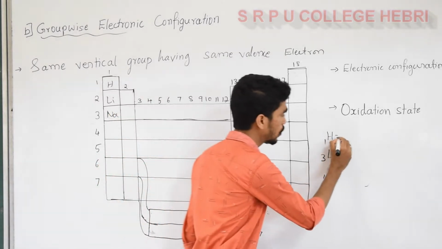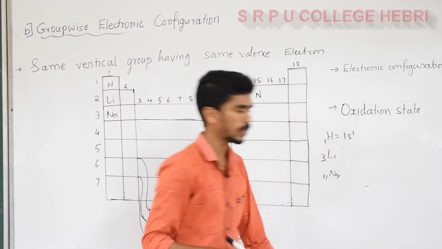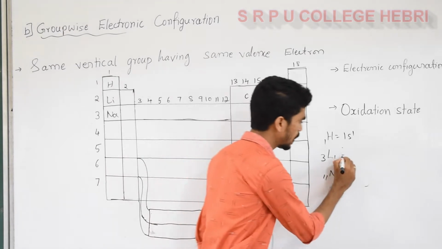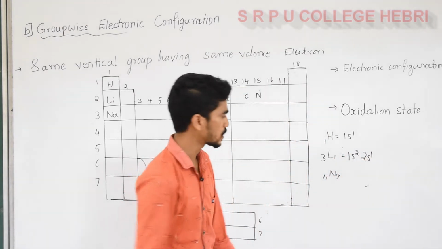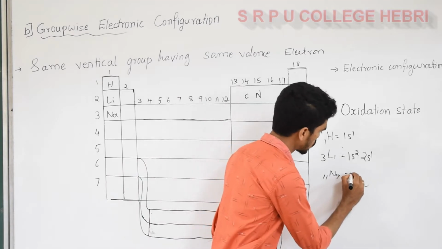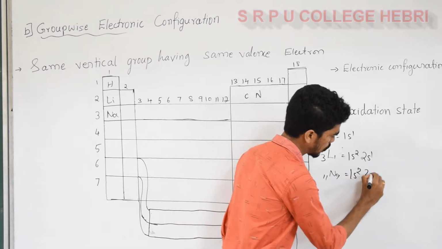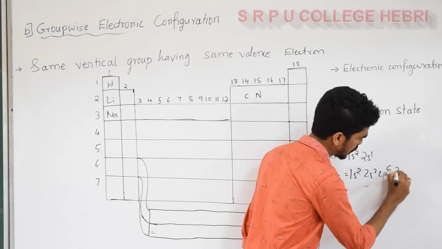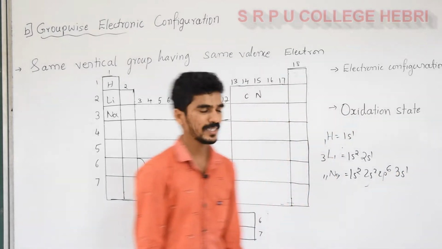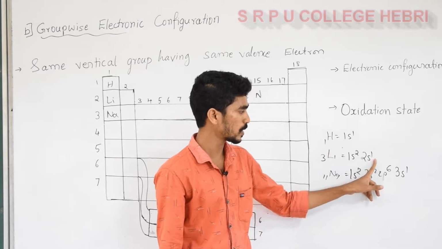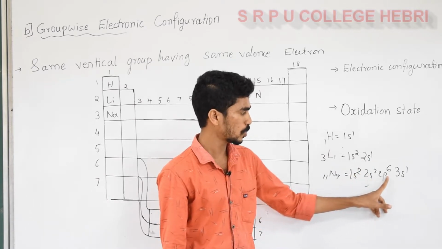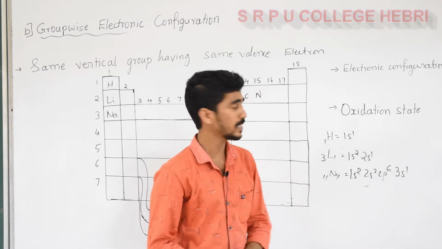Hydrogen has 1s1. Lithium is 1s2, 2s1. Sodium is 1s2, 2s2, 2p6, 3s1. Just see these electronic configurations: 1s1; 1s2, 2s1; 1s2, 2s2, 2p6, 3s1.